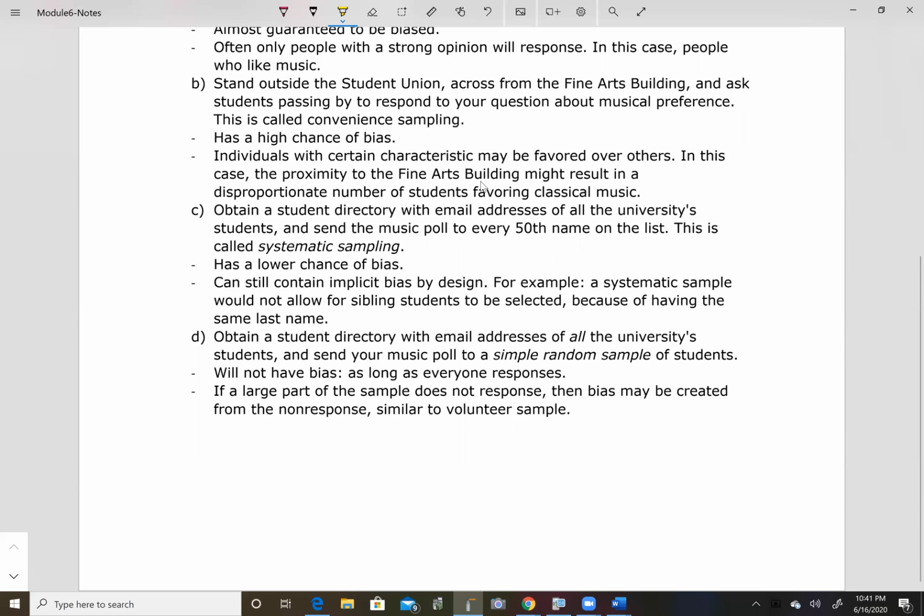Obtain a student directory with email addresses of all the university students and send your music poll to a simple random sample. Remember that. As a matter of fact, I'm going to highlight that. This is what you're always going to want to try to do: get a simple random sample of students. It's kind of like picking names out of a hat.